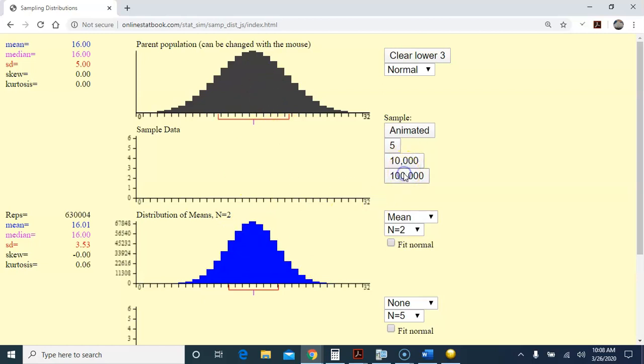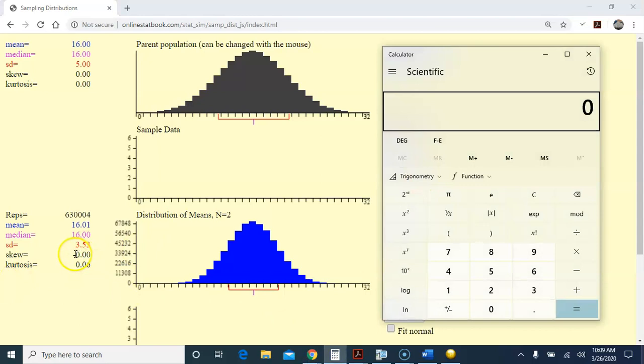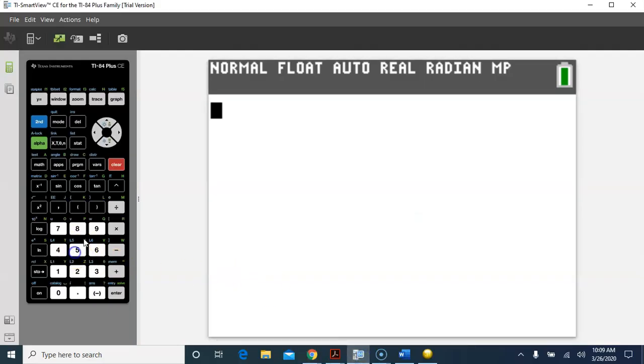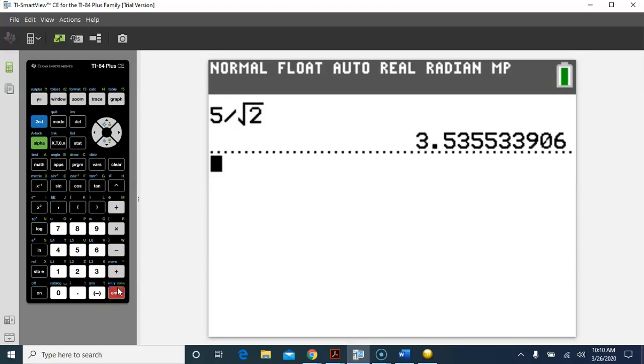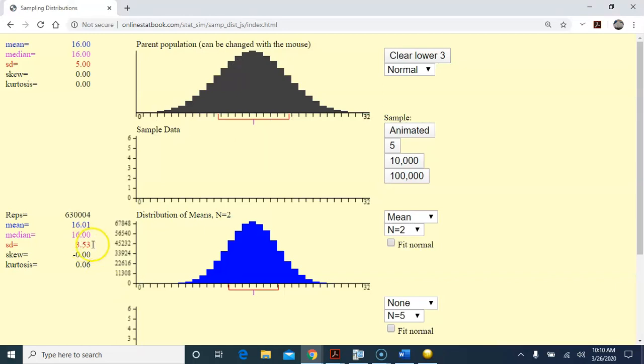Also notice that the mean of our population is 16 and the mean of our x bars is 16, just as expected according to the first formula we learned about sampling distributions. Also look at the standard deviation. The standard deviation of our x bars is 3.53. That's because the standard deviation of our population is 5. Let me do this. 5 divided by radical 2 is 3.53 or 3.54, which is exactly what we're getting here for the standard deviation of the x bars. So the point is that even with a small sample size like 2, by the way, I don't like that this app uses capital N instead of lowercase n, but even for a sample size of only 2, the distribution of x bars will look normal if the population is normal.